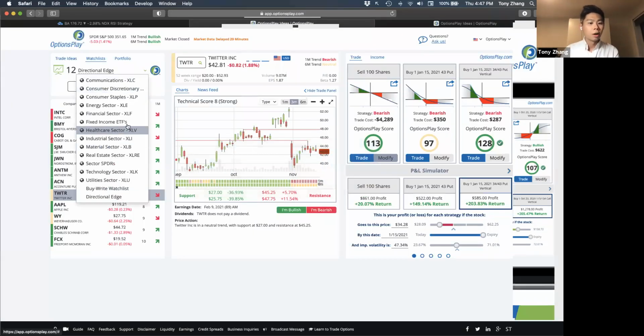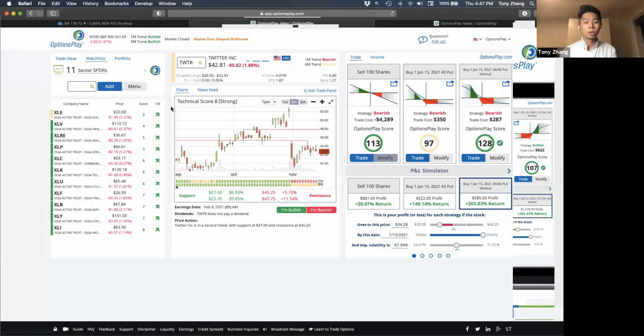Let's first start off with the sector spiders. So this is usually where I start my day. I want to look at what sectors are moving, which sectors are strongest, which sectors are weakest. This gives me a good sense of the landscape, because depending on whether you have a bullish or bearish view on the market, you generally want to focus your attention on some of these sectors when you're looking for bullish opportunities.